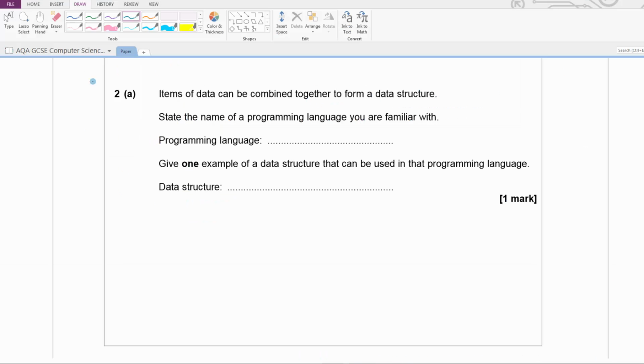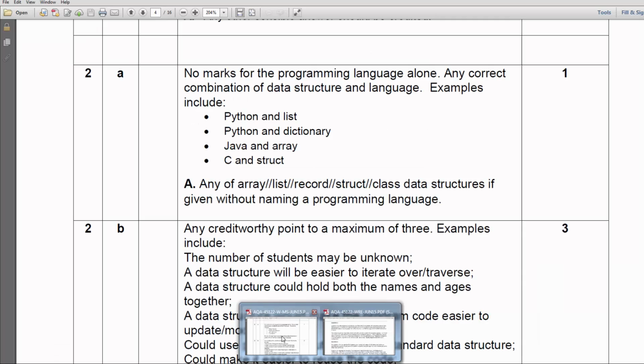First part of question 2 says items of data can be combined together to form a data structure. State the name of a programming language you're familiar with, so the one you've learned in class. So this could be Python, Java and C are also listed on the mark scheme. Give one example of a data structure that can be used in that programming language. So obviously I actually don't know the list of programming languages available to you.